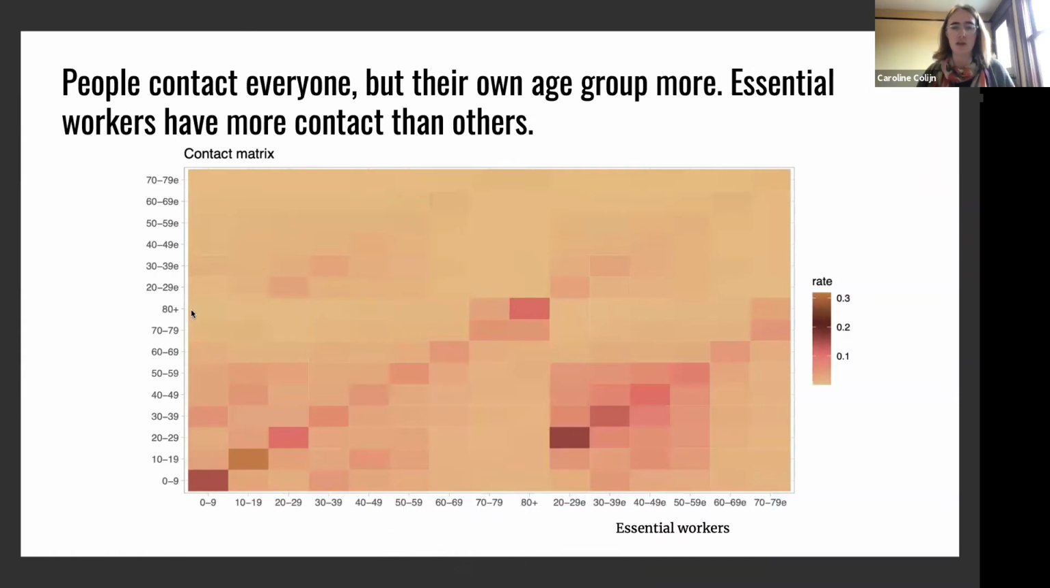Okay, so here's a heat map of our contact matrix, illustrating that essential workers are having more contact than others. And people tend to contact people in their own age group. Of course, you have the parents of young children obviously contacting the younger age groups as well.